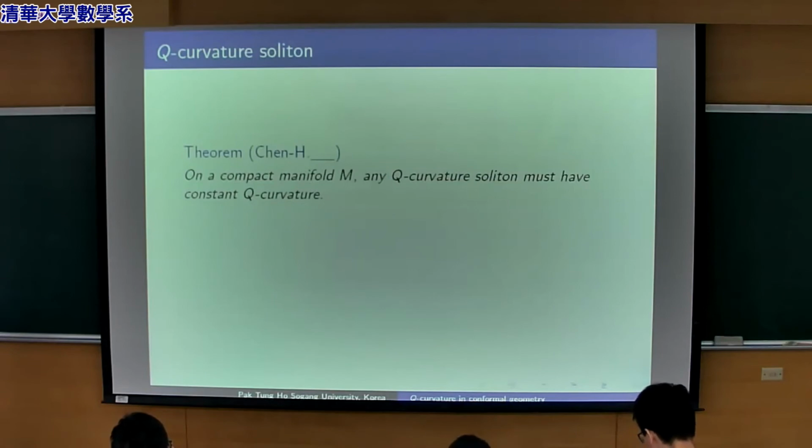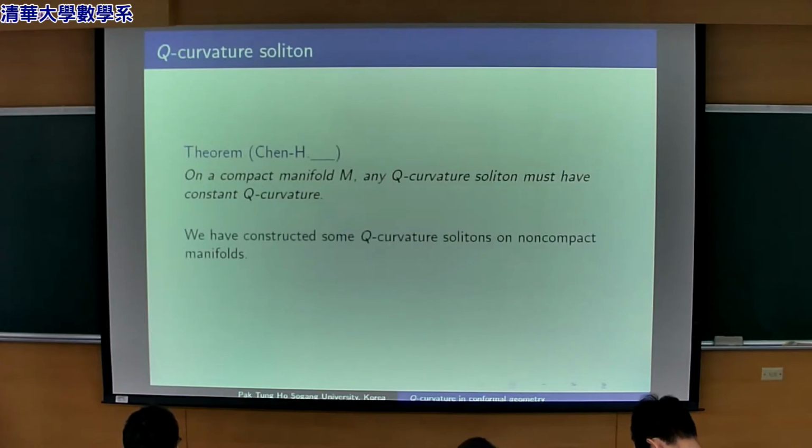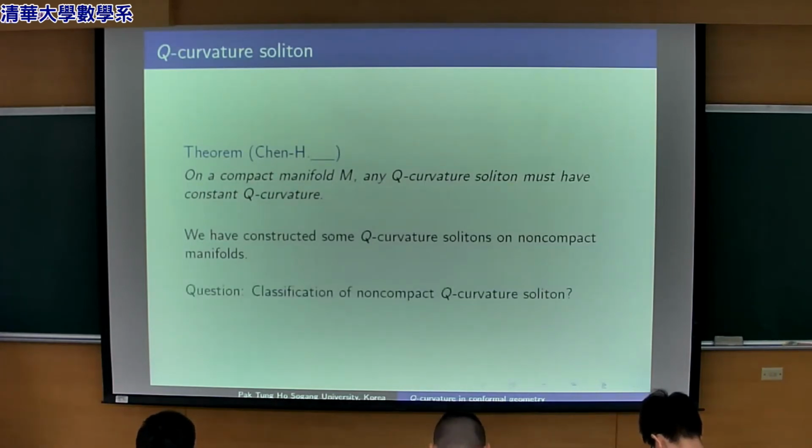What we did, Chen from Nanjing University and myself, is the first result in this direction: we can prove that any compact Q-curvature soliton is the trivial one, so it must have constant Q-curvature. We have some other results in the paper, but this is still far from done. We have constructed some examples in the non-compact case, but eventually we want to classify all the Q-curvature solitons.